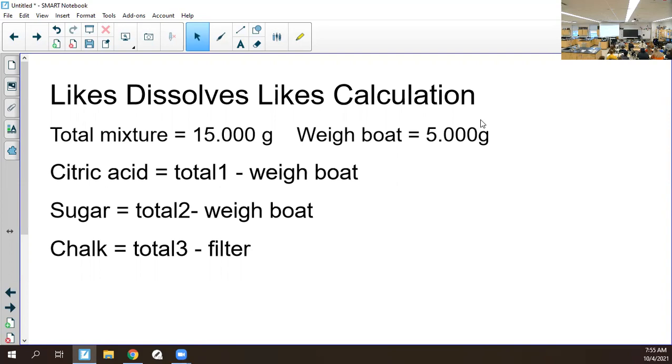15 grams or 20 grams? Or the mass of the mixture? I said total, so mass of the mixture and the weigh boat is 15 grams. Okay. And then we'll just say that the small weigh boat is also 5 grams just for ease of math. Okay, I'm just throwing out new numbers, right?